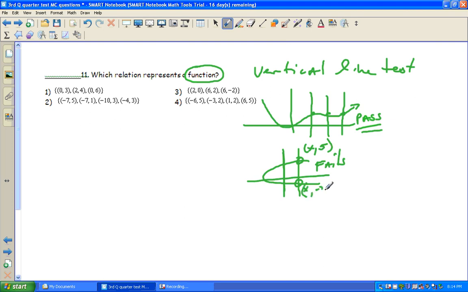then it has the same x value with a different y value. And that's what makes it fail. So we're looking for the same x value with different y values, or the same domain with different ranges. So 0, 3, 0, 6, no good. Negative 7, 5, negative 7, 1, no good. 2, 0, 6, 2, 6, negative 2, no good. On the fourth, negative 6, negative 3, 1, 2, and 6, no repeats, so it passes.